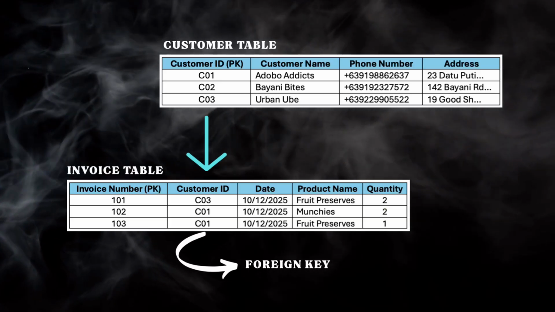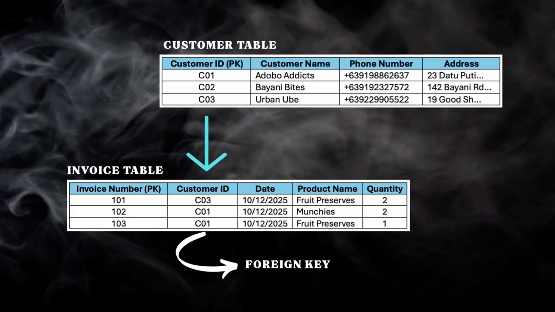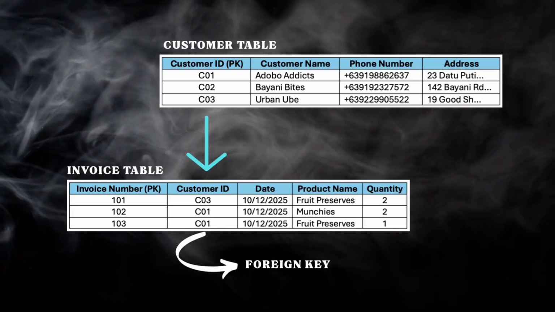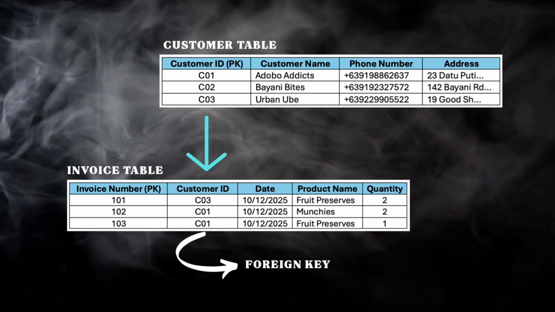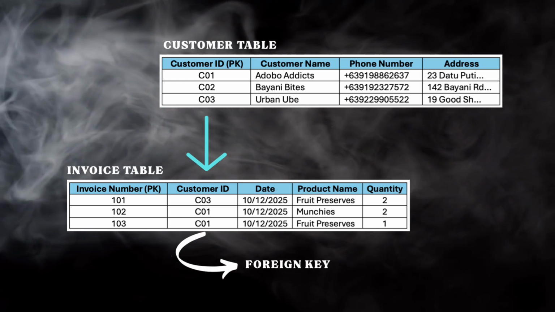Once we know the primary key for a specific customer, for example, we can go back to our invoices table and replace their name columns with the same unique identifier. What is called the primary key in the customers table becomes something called a foreign key in the invoices table.